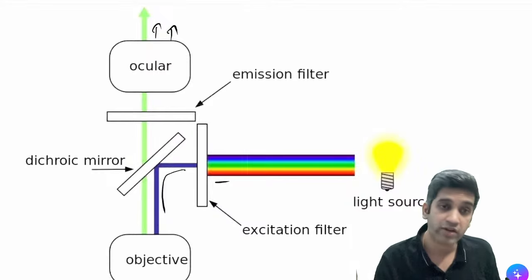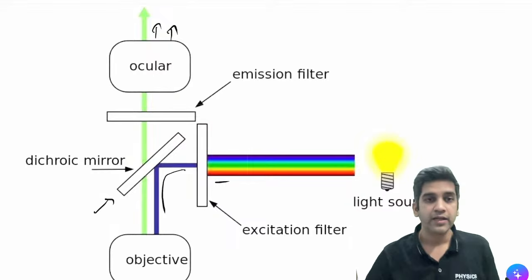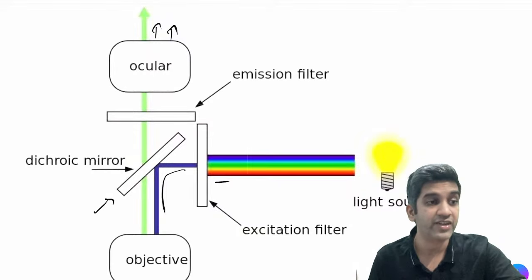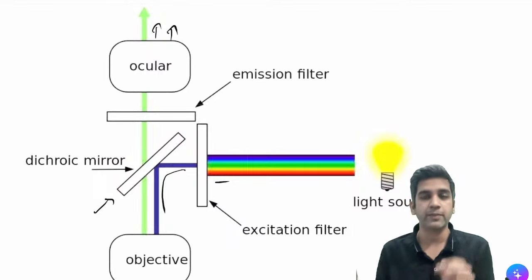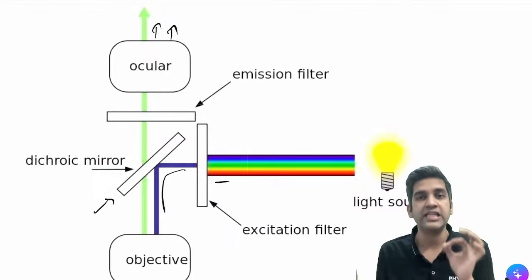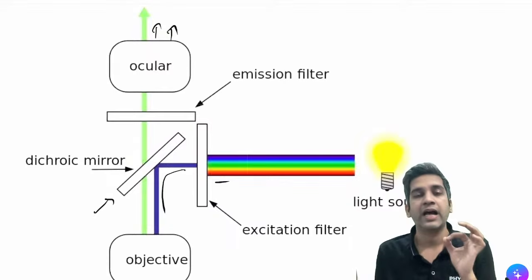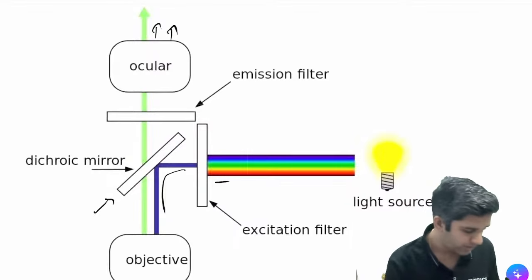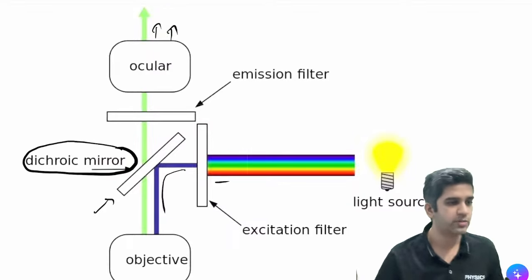And there's one more important thing here, the dichroic mirror. Right? The dichroic mirror is very, very important. This came in an exam. Dichroic mirrors are seen in fluorescent microscopy only. I don't use dichroic mirrors anywhere else, right? Now, I'll tell you the simple concept of dichroic mirrors.